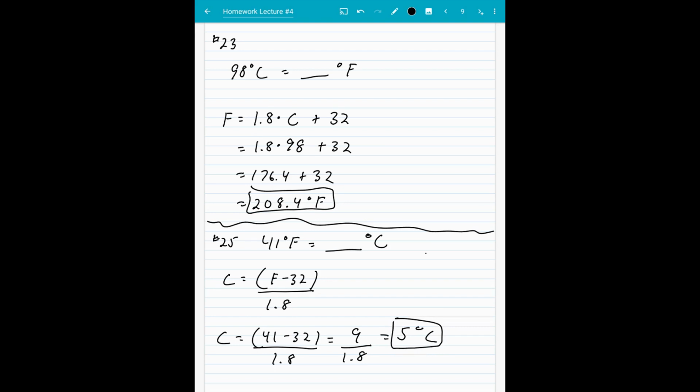So whichever one is the blank one, that's what you want to set it equal to. We said F equals because we were trying to find F. We said C equals because we were trying to find C. We wanted to find the amount for degrees Celsius.